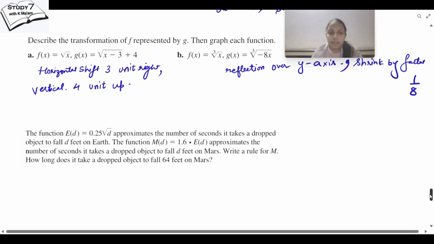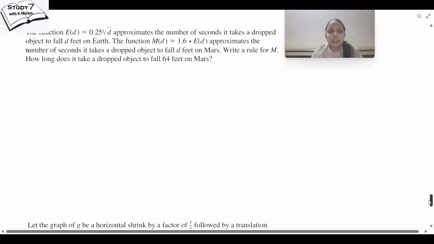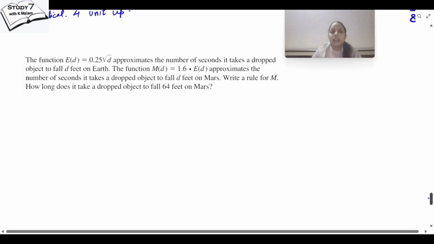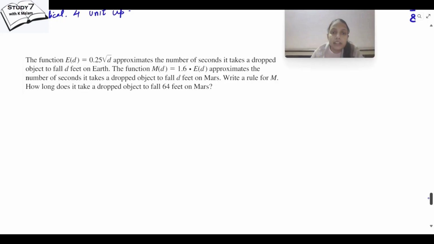Okay, fine. Next, the function e of d is 0.25 square root d. It approximates the number of seconds it takes for an object to fall d feet on Earth. The function m of d approximates the number of seconds it takes for an object to fall d feet on Mars. Write a rule for m. How long does it take an object to fall 64 feet on Mars? So what is the rule for m?